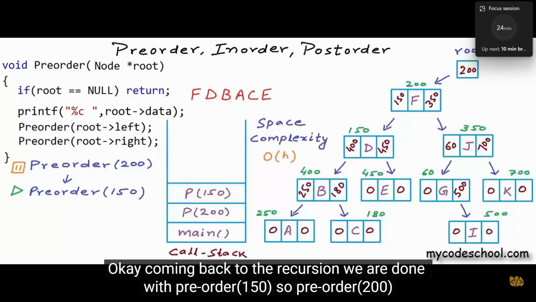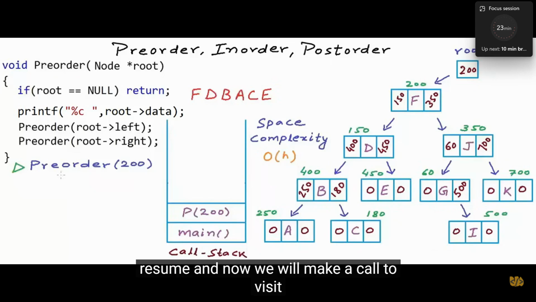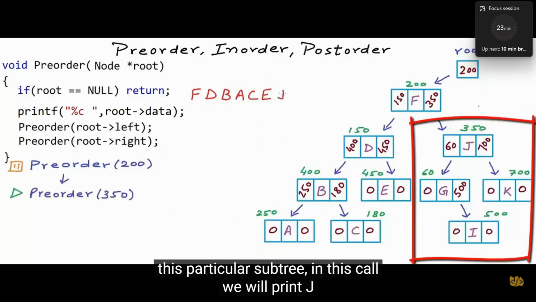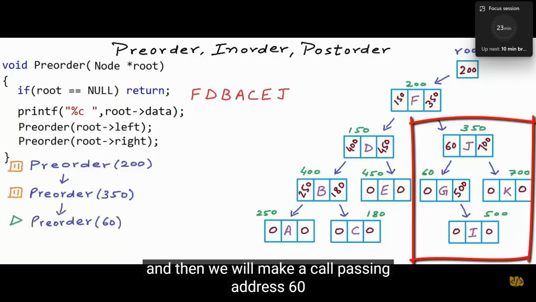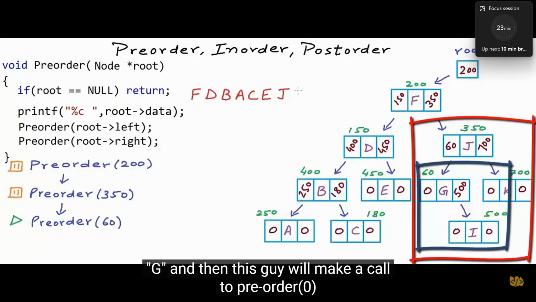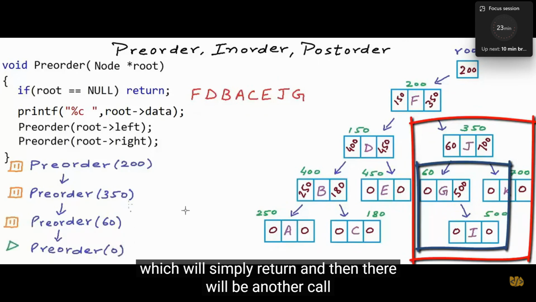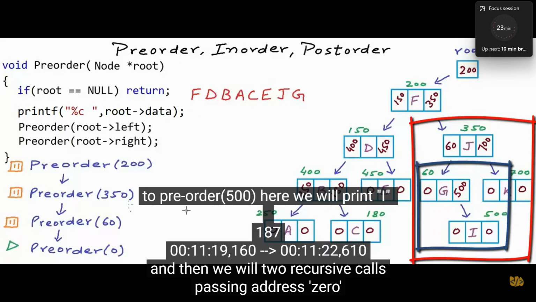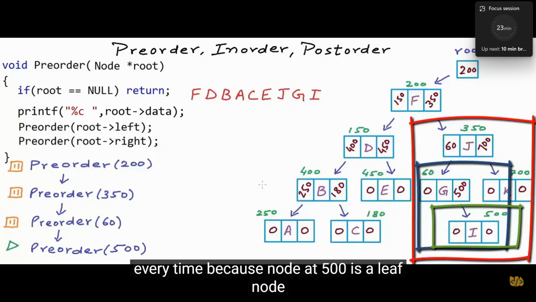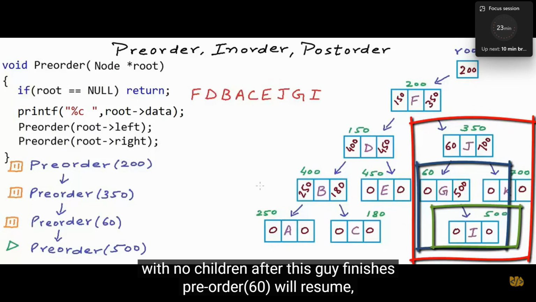Okay, coming back to the recursion, we are done with pre-order 150, so pre-order 200 will resume. And now we will make a call to visit this particular subtree. In this call, we will print j, and then we will make a call passing address 60. So now we are visiting this particular subtree. Here we will first print g, and then this guy will make a call to pre-order 0, which will simply return, and then there will be another call to pre-order 500. Here we will print i, and then we will make two recursive calls passing address 0 every time because the node at 500 is a leaf node with no children.